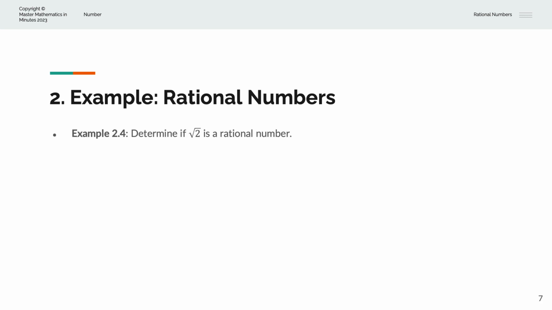In the fourth example, we're asked to determine if the square root of 2 is a rational number. No, square root of 2 is not a rational number. Or in other words, square root of 2 is an irrational number. So, square root of 2 is equal to 1.41422135624. And so this decimal is not a terminating decimal, and it is not a recurring decimal as well. And so square root of 2 is not a rational number.